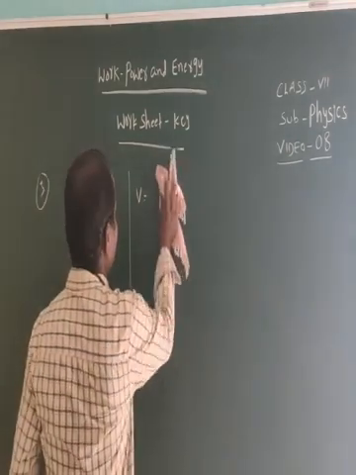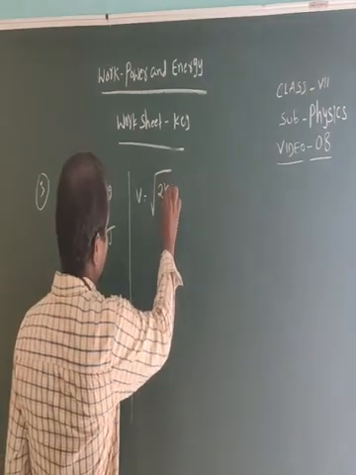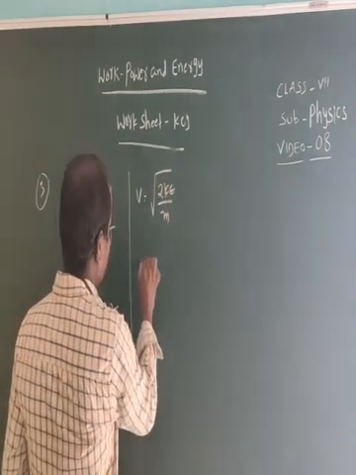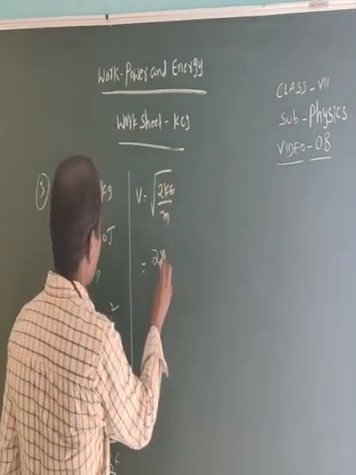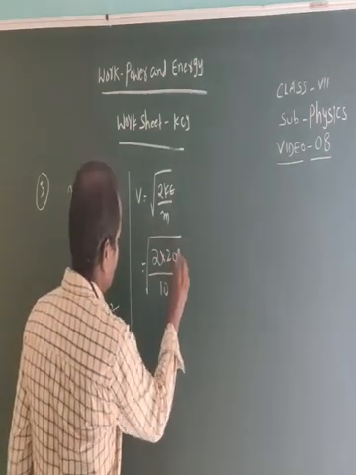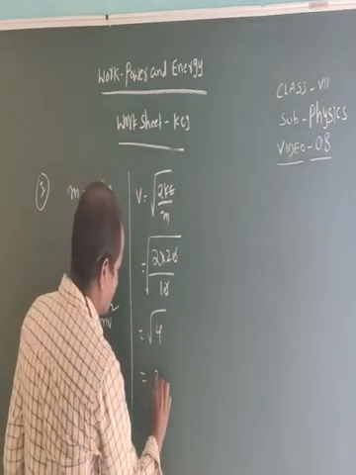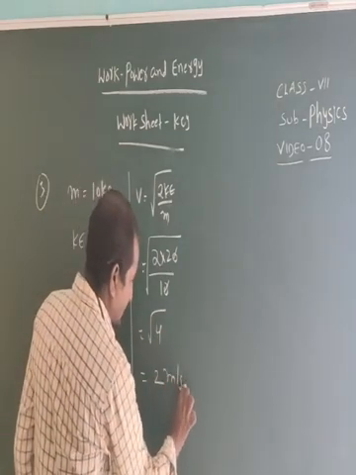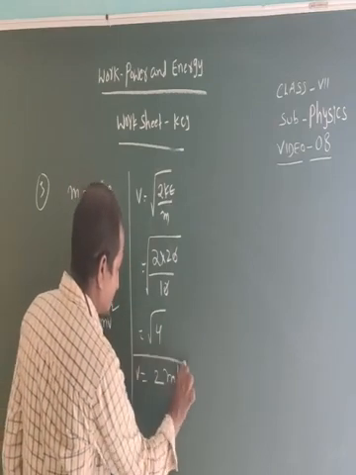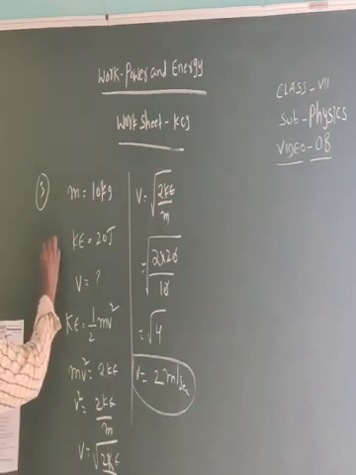V equal to how much? V equal to root of 2 K by m, that is equal to root of 2 into K 20 by mass 10. Okay, the zeros get cancelled. Root 4, that is equal to 2 meter per second. So velocity equal to 2 meter per second. Option number B. B is the answer.